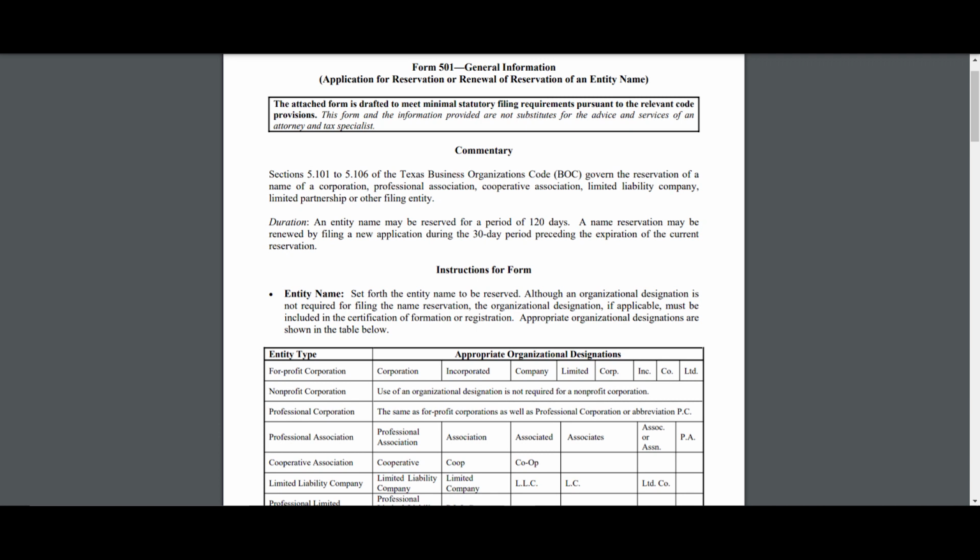Now, you also have the option to reserve a name for 120 days by filing an application for reservation or renewal of reservation of an entity name, which is Form 501, with the Texas Secretary of State. The reservation may be filed online through the Texas Secretary of State SOS Direct website or filed by mail. The filing fee for this is $40.